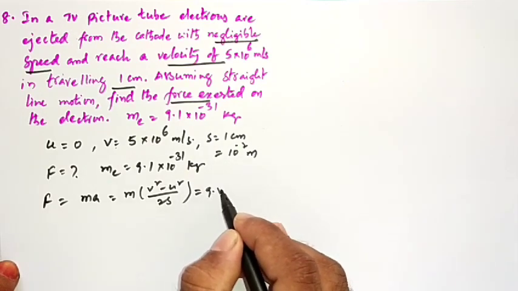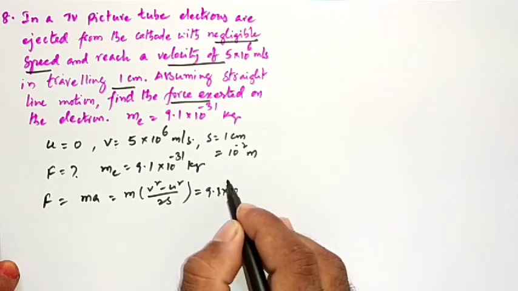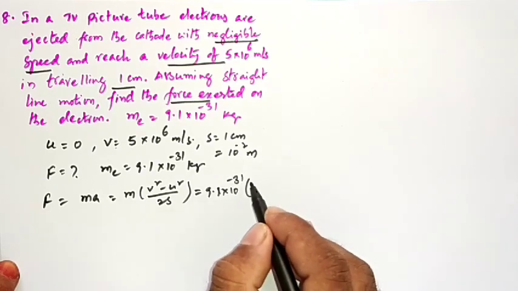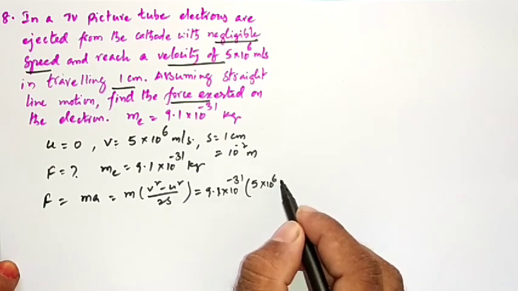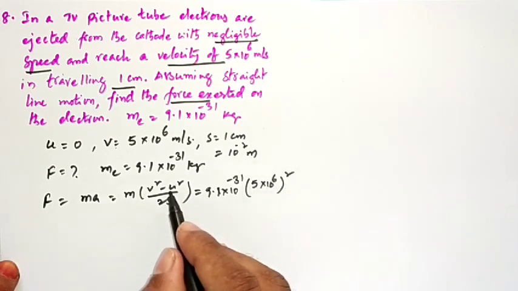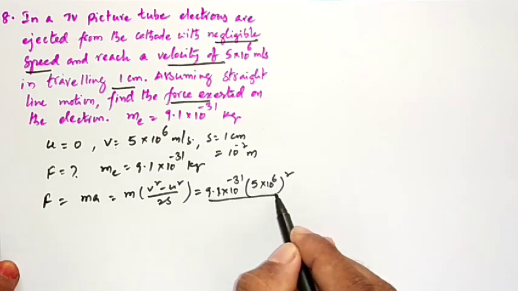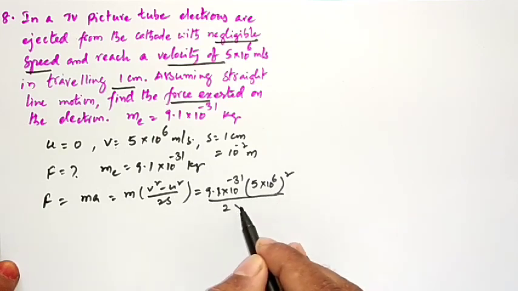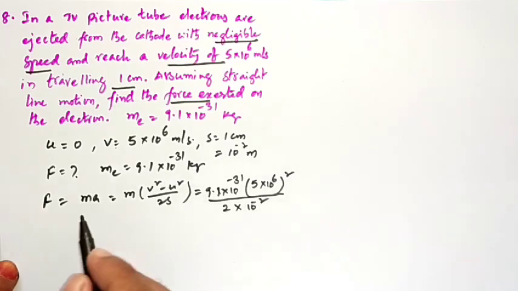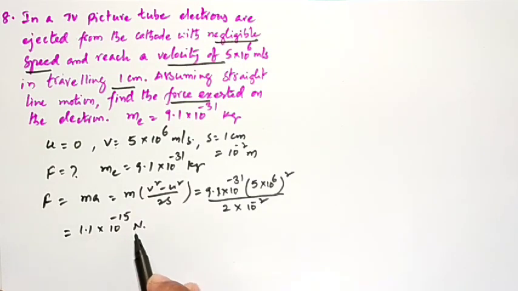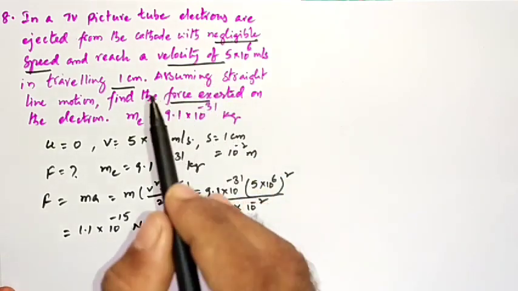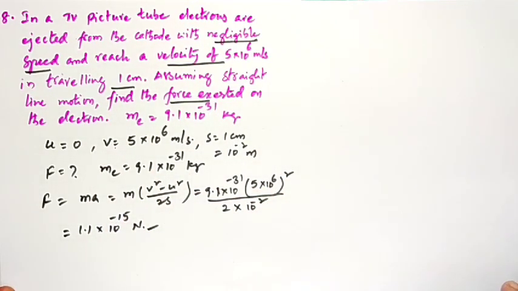So 9.1 into 10 power minus 31 into v square, so 5 into 10 power 6 whole square minus u square is 0, by 2 into s. So 2 into s is 10 power minus 2. Okay, so now we need to simplify this. If you simplify, you will be getting 1.1 into 10 power minus 15 Newton. Clear? So you concentrate on what is given in the problem, on the given data only always.